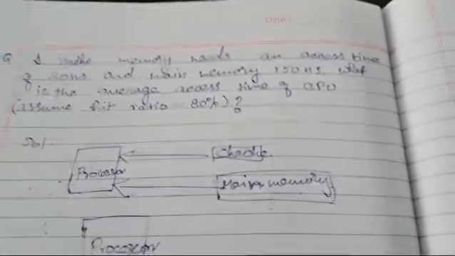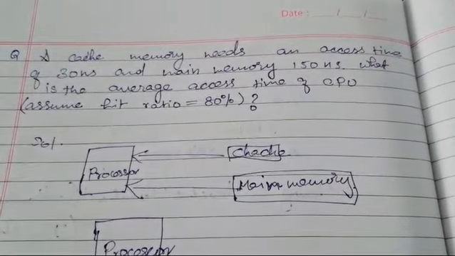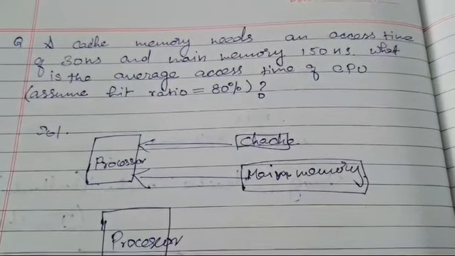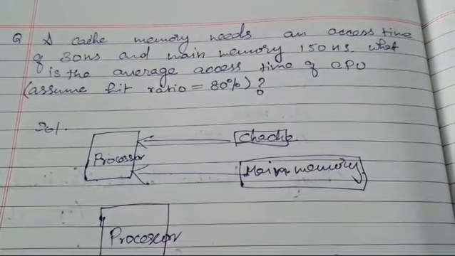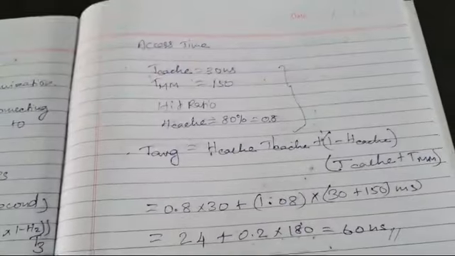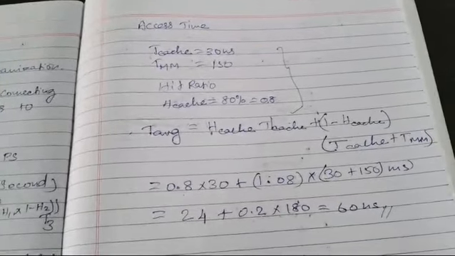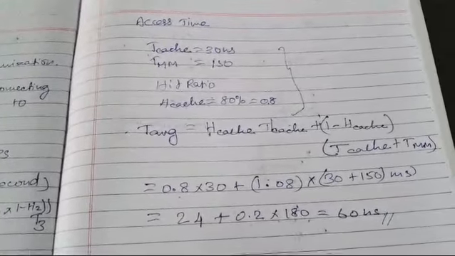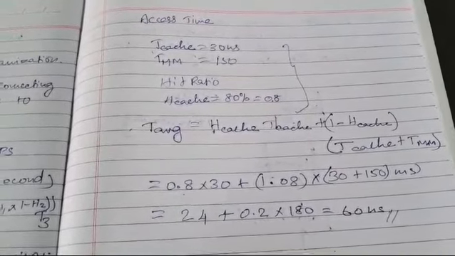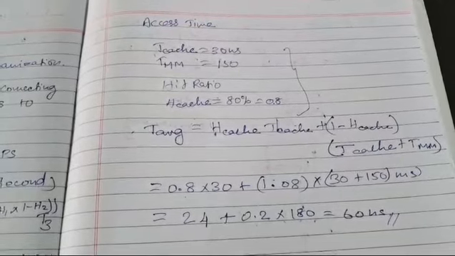If the question mentions a parallel or serial type, then we use that formula only. If nothing is mentioned, we use the parallel method. Parallel method only we need to use when nothing is mentioned in the question. So the 60 nanoseconds is the correct answer.